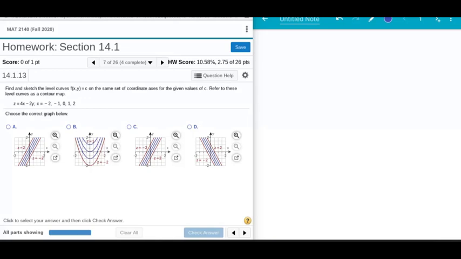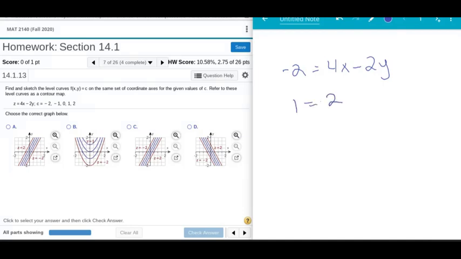Let's go with negative 2. So negative 2 equals 4x minus 2y. And then just think about what shape this would be if I graph this. This is a line. If it's not quite clear, I'll show you. If we divide by negative 2, we're going to get 1 equals negative 2x plus y. And then that's y equals 2x plus 1. So it's just a line with y-intercept 1 and a slope of 2. So it's got to be a line. So right away it's not answer B.